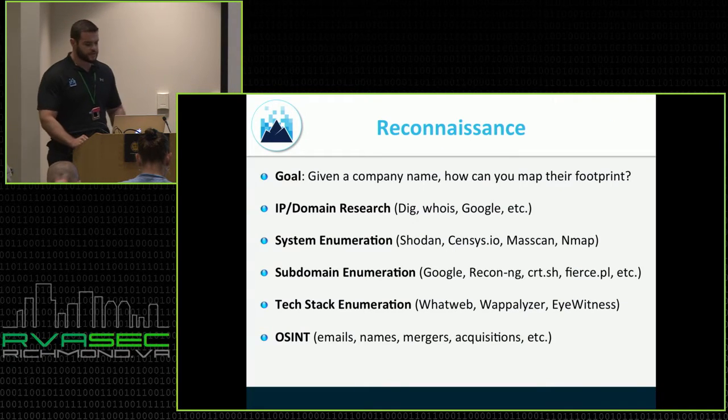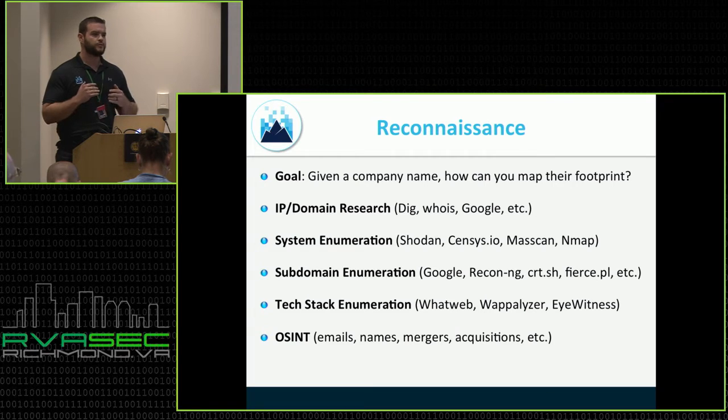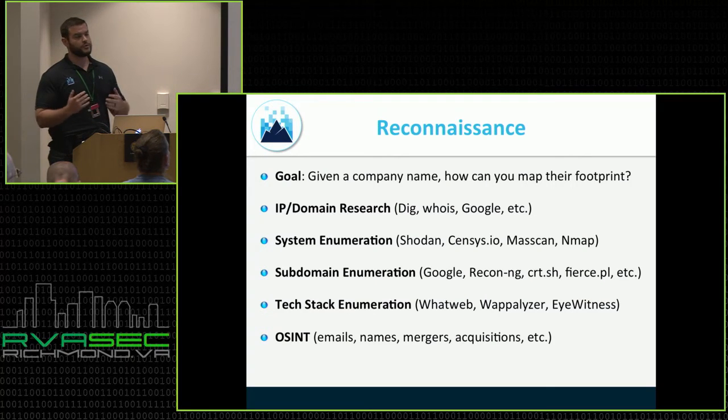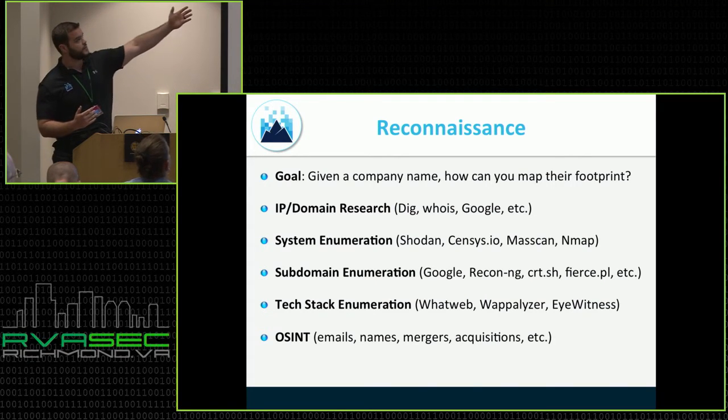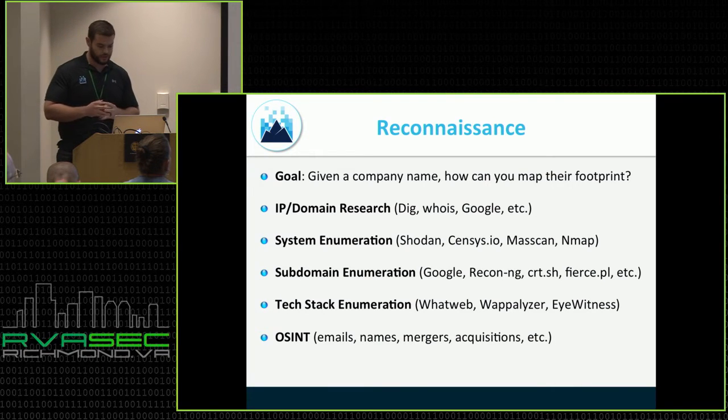So the goal here is, given a company name, how can you figure out their footprint? So if somebody said google.com and said go, how can you actually figure out their infrastructure? And you can do that in a lot of ways. Here are some of the high-level ways that we go through, and we're going to kind of talk about each of these individually. But essentially, you're going to start out with doing Google search and doing some basic IP and domain enumeration, using some DNS tools, dig, whois, etc.